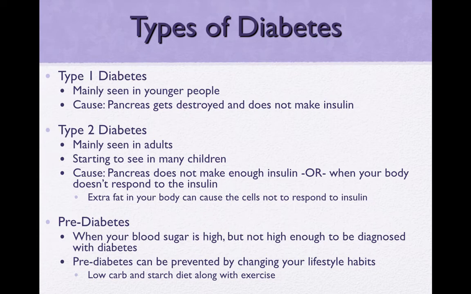So that brings us to prediabetes. Prediabetes is when your blood sugar is high, but it's not high enough for you to be diagnosed with diabetes. Now, when you're in this state, you can actually prevent diabetes from onsetting. So what can you do? You can try a low-carb or starch diet. You can also exercise and keep your weight down. Those are things that you can do to help you prevent diabetes before you get it.